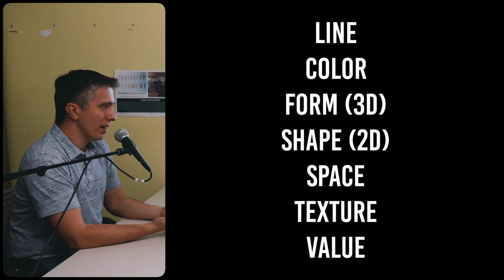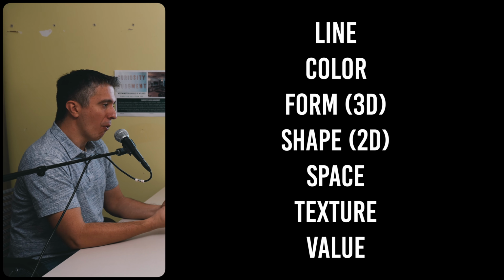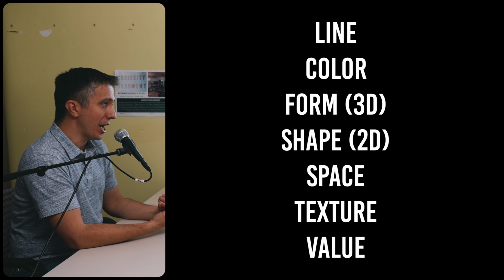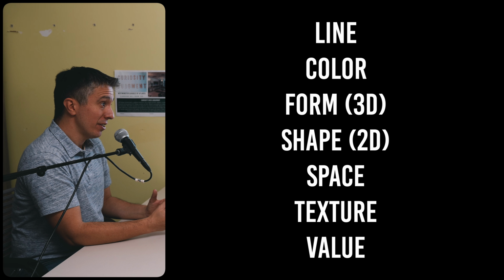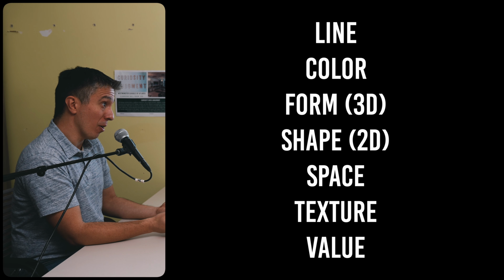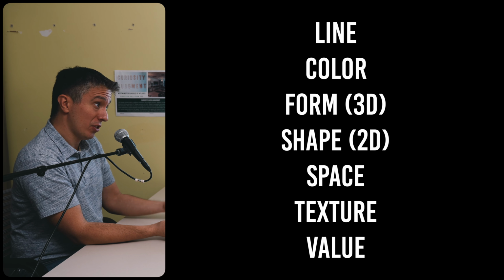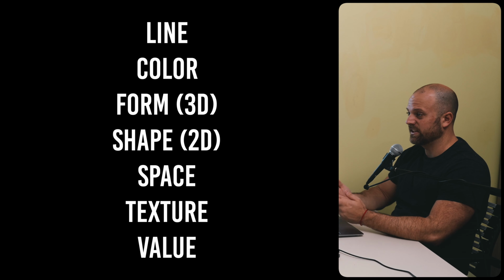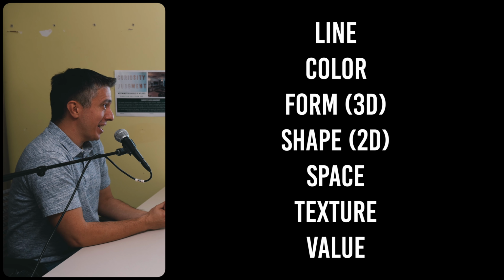Form and shape are a little bit different. Form is basically a 3D representation of a 2D shape. So think squares are shapes, cubes are forms, circles are shapes, spheres are forms. That sounds pretty easy. That's pretty easy now once you think about that.